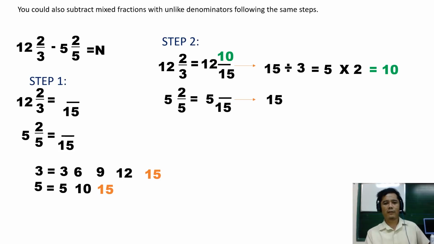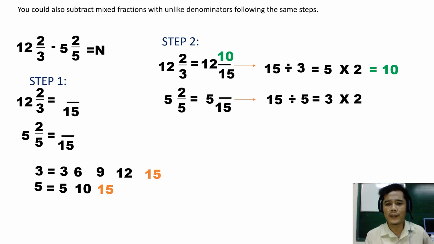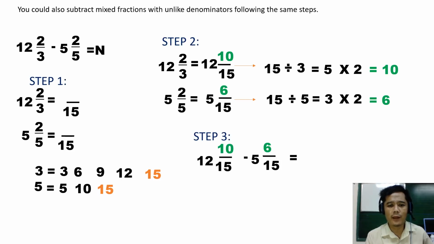Next, 15 divided by 5 equals 3 times 2 equals 6. So, 6, ito po yung nawawala nating numerator. So, gaya nung kanina, 6/15 is a higher term of 2/5. The next, third step, since parehas na sila ng denominator, so pwede na tayong mag-minus.